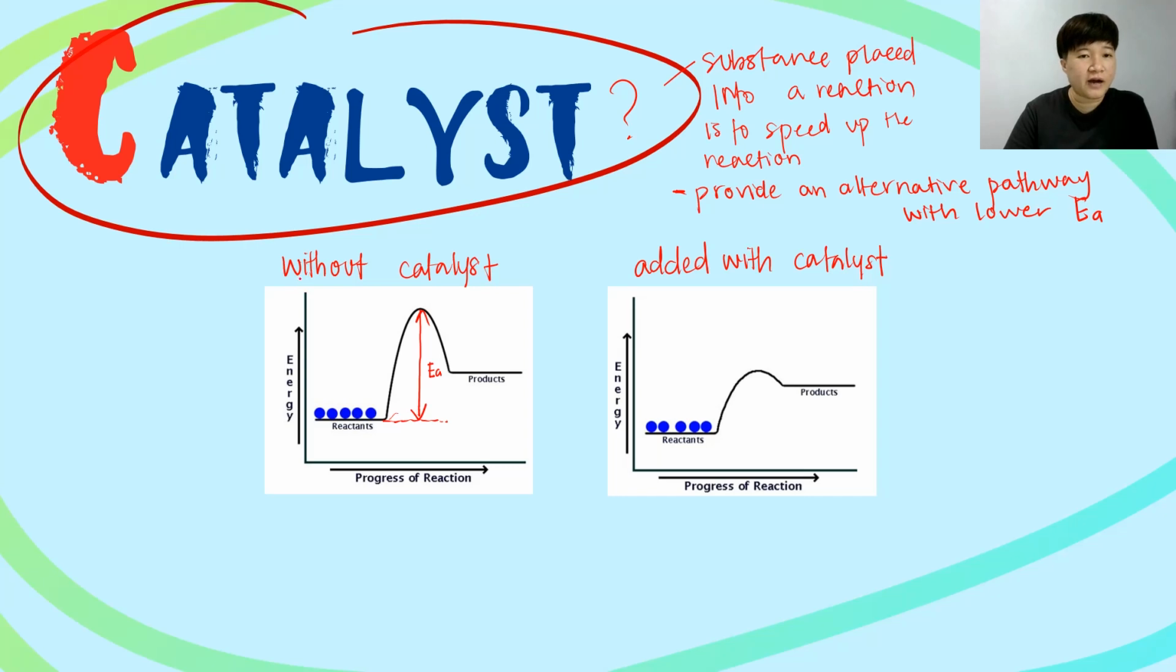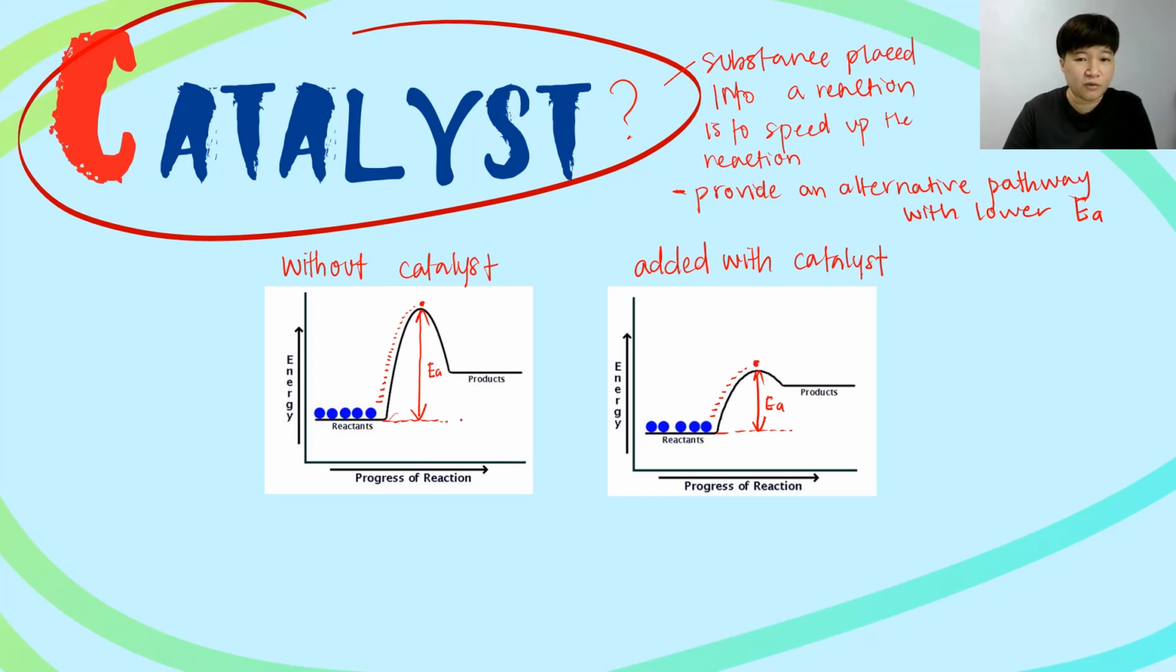So without catalyst, what happens to my reactant is, my reactant needs to climb all the way up this stair to the peak. Then only it can change into product. But vice versa, when you add catalyst, this is the activation energy. In other words, if I have added catalyst, my reactant only needs to climb until here, and I can change into product.